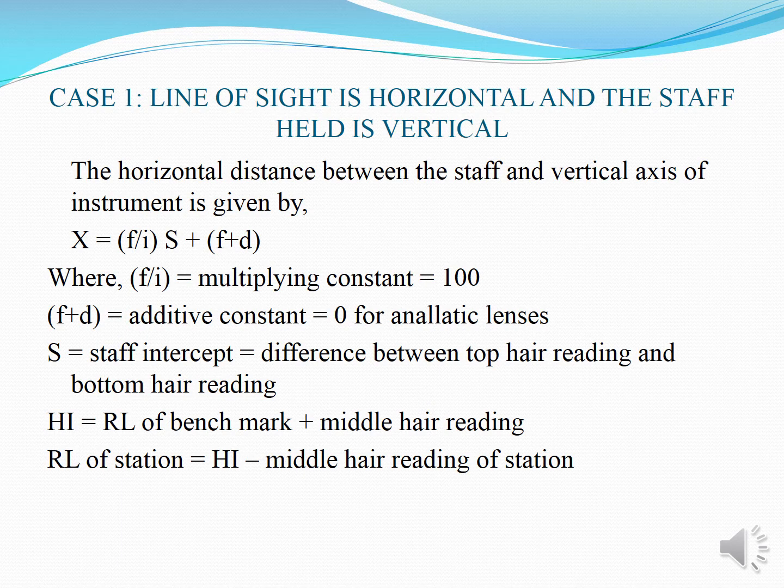Then RL of station, means reduced level of station, we can calculate by using the formula: height of instrument minus middle hair reading of station. Okay, so for this first case we can calculate the horizontal distance between staff and vertical axis of instrument by using this formula shown here. X is equal to F upon I into S plus F plus D.